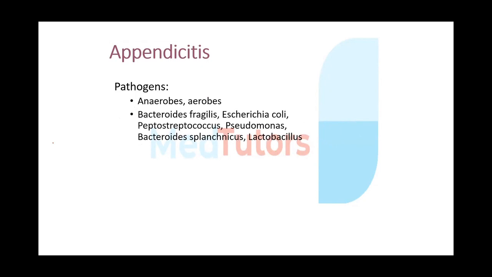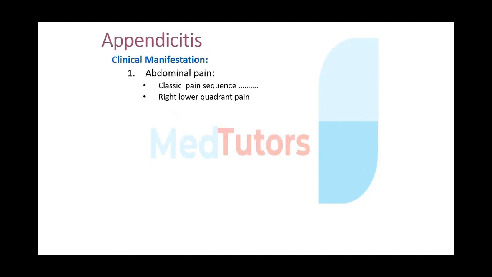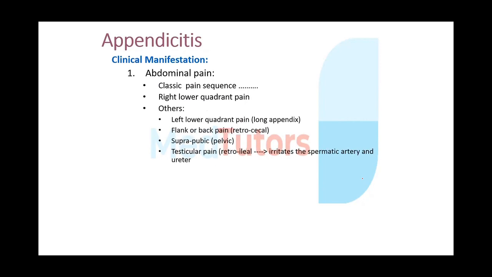Now, what are the pathogens that are associated with this infection? There are several microorganisms, several bacteria that are implicated in the pathogenesis. Anaerobes, aerobes, Bacteroides fragilis, E. coli, okay? And you have the Peptostreptococcus, Pseudomonas, Bacteroides, and so on. There are several bacteria that are involved.